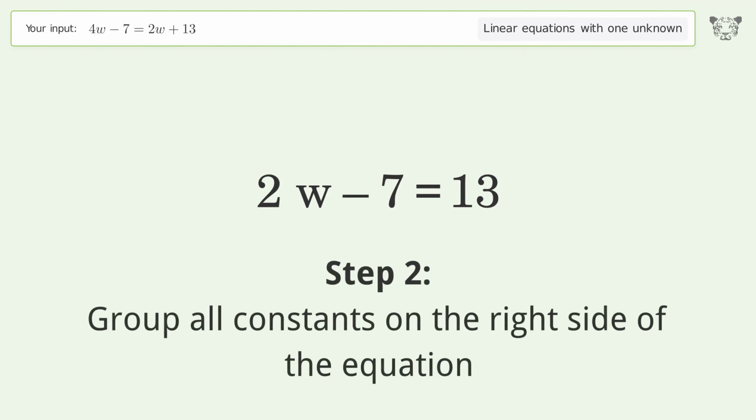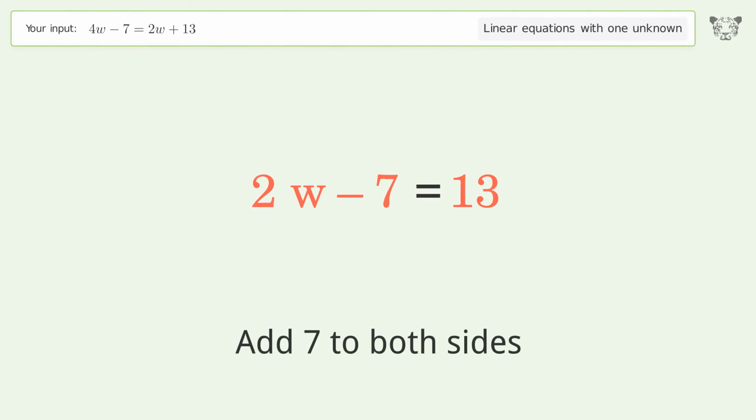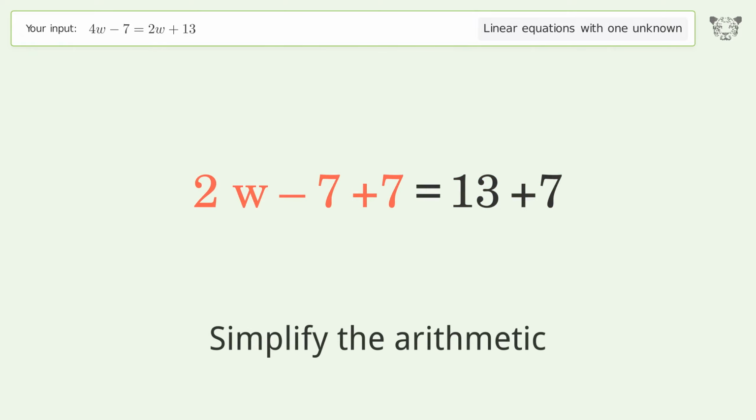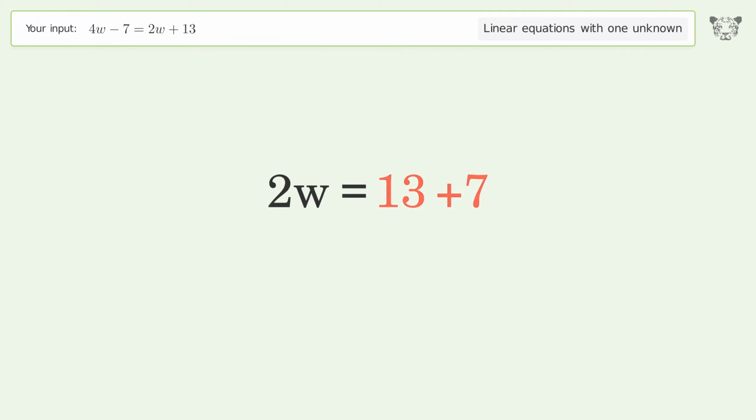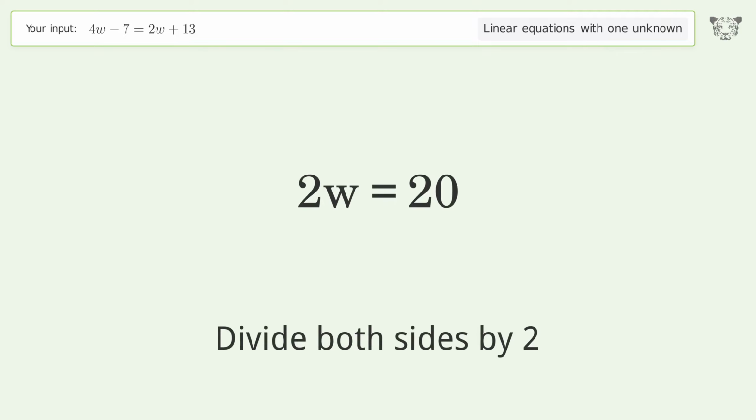Group all constants on the right side of the equation. Add 7 to both sides. Simplify the arithmetic. Isolate the w. Divide both sides by 2.